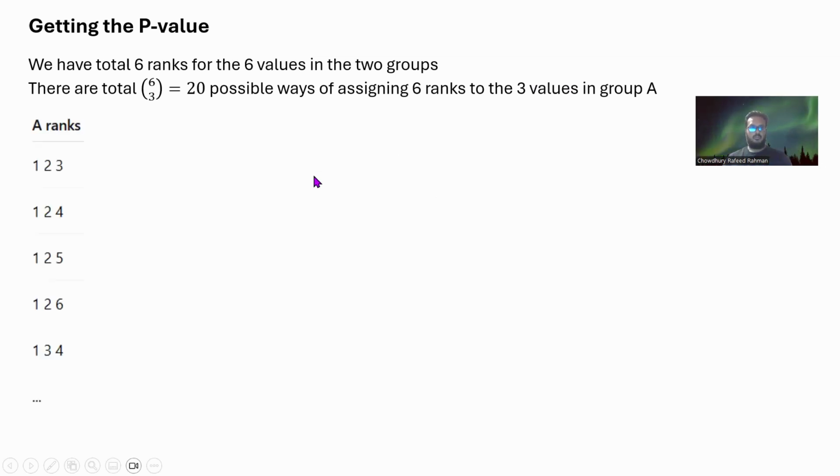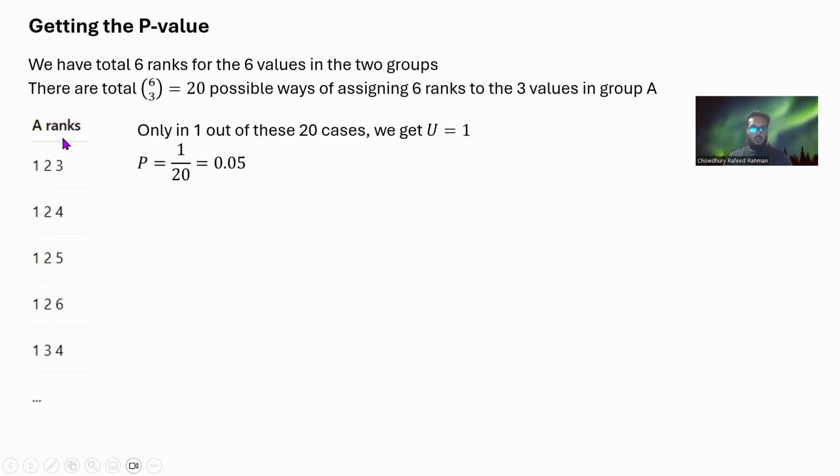Let me show you an example. Maybe the 3 values of A are ranked as 1, 2, 3, or maybe 1, 2, 4, or maybe 1, 2, 5, and so on and so forth. And there can be 20 such possible ways of ranking the A values. So what is so special about this? The interesting thing is for each possible ranking, you can get a U statistic like we derived in the previous slide. You see that in only one out of all these 20 cases, you are going to get U equal to 1. That means the probability of getting U equal to 1 is 1 over 20, which is 0.05, which is extremely small.